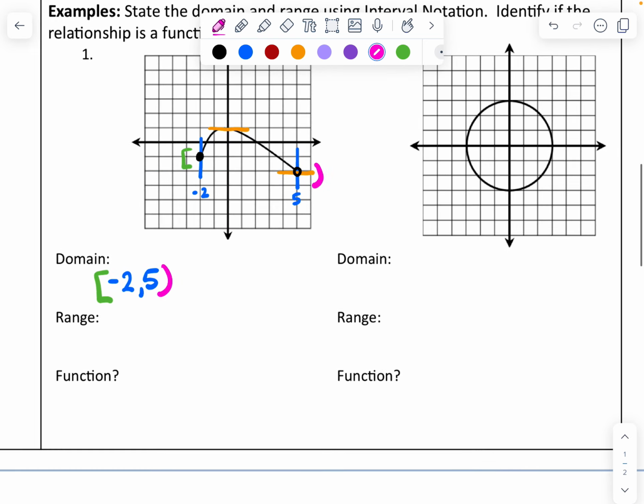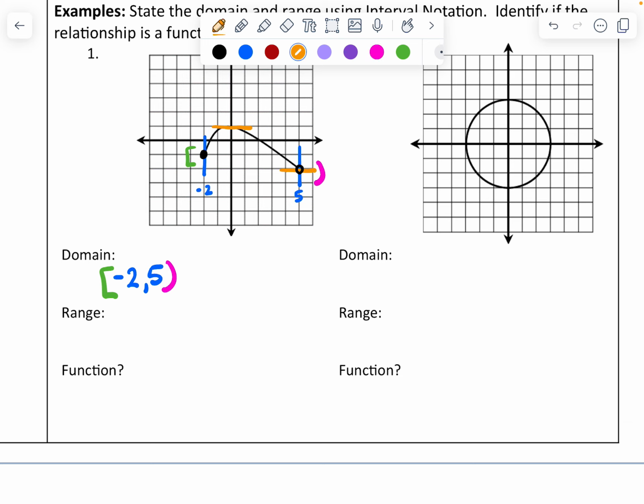Now, as far as the top to the bottom goes, my lowest point is at -2 and my highest point is at +1. So -2 and 1. My lowest point has a parentheses. And if there's no specific circle there, you're going to consider this to be a closed circle because it's part of the line. There's no hole there. So that will be a bracket. Is this a function? Well, this would pass the vertical line test. I could not draw a vertical line anywhere and have it touch more than once. So yes, this is a function.